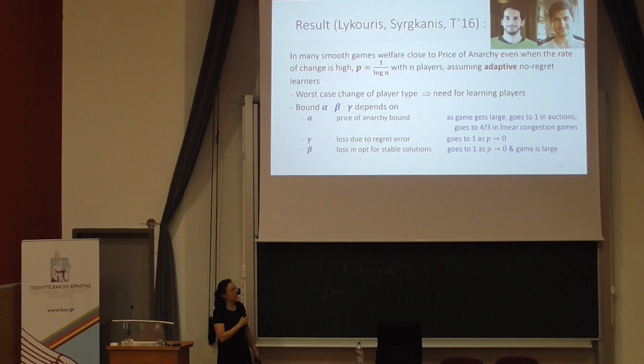There's a little bit of extra loss with the regret error. If I drive the probability of change to zero, of course, they will have longer time to learn, and therefore regret error will go to zero. If they have to change a lot, then the regret error, remember it had the k in it, will be something.